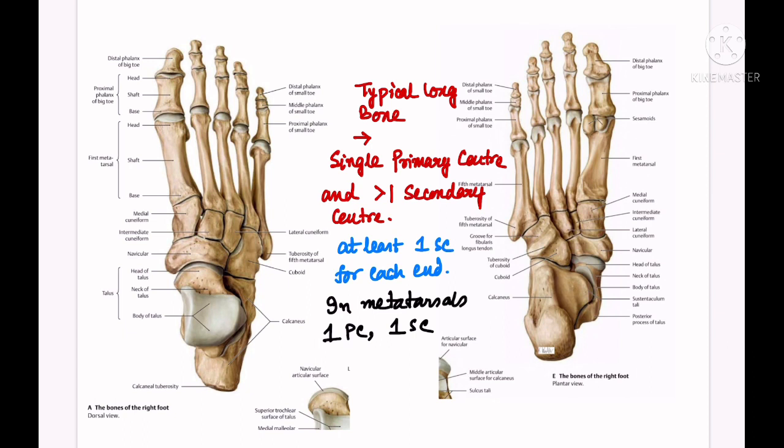So these are long bones but not typical long bones due to their small size and due to their embryological difference with regards to the number of primary and secondary centers. They are called the miniature long bones.